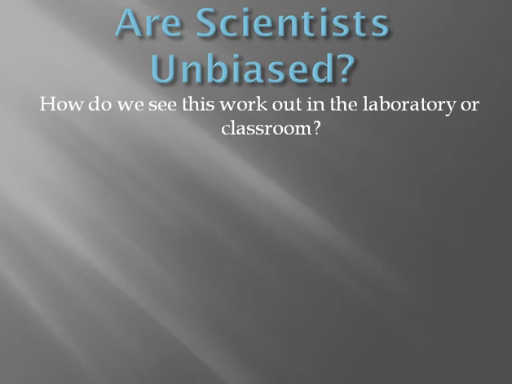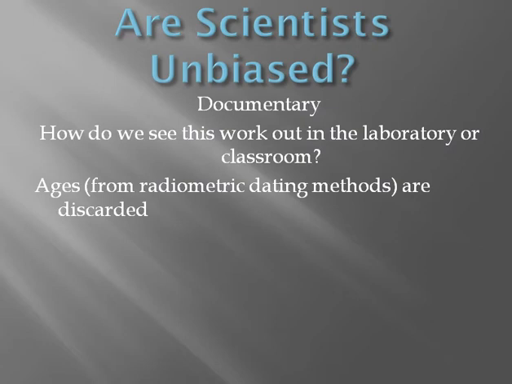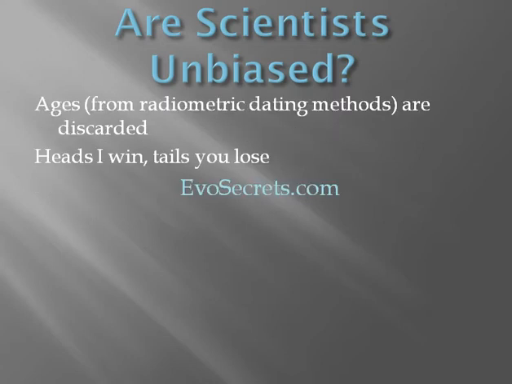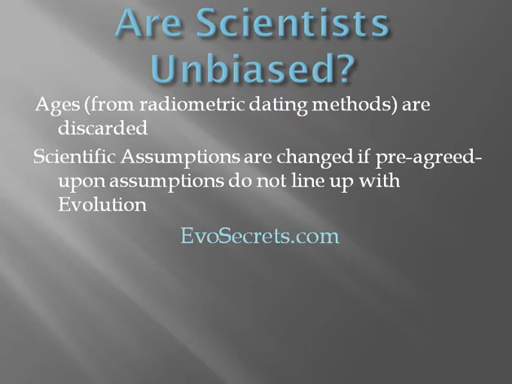Now, how do we see this work in the laboratory or classroom? Well, if we look at things like ages, let's say the age of the Earth or age of certain creatures, we are dealing here with radiometric dating methods. And in reality, many of these dating methods are completely eliminated or discarded if they don't agree with the preconceived ideas of evolution. It becomes a heads I win, tails you lose situation. We'll look at that in just a minute.